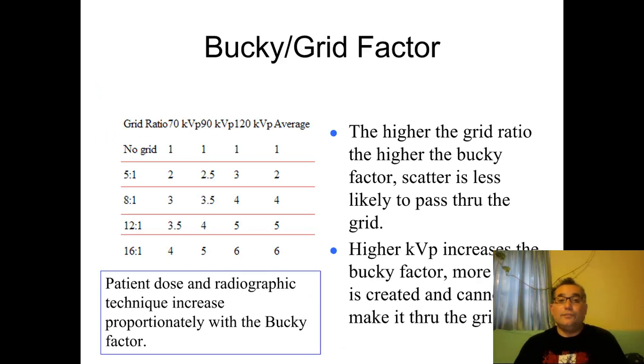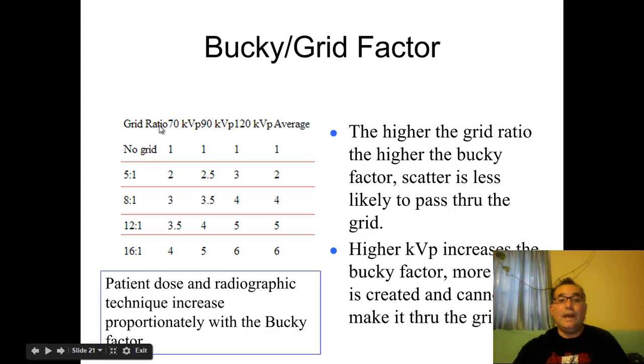When it comes to grid factors, if you look at this chart on the left, you'll see a series of columns and a series of rows. Up at the top, in terms of columns, we have 70, 90, 120, and average kVp. I want to focus on the average kVp. The rows show what the grid factor would be with no grid, or with a 5:1, an 8:1, a 12:1, or a 16:1 grid ratio. As you can see, these numbers go up as the grid ratio goes up.